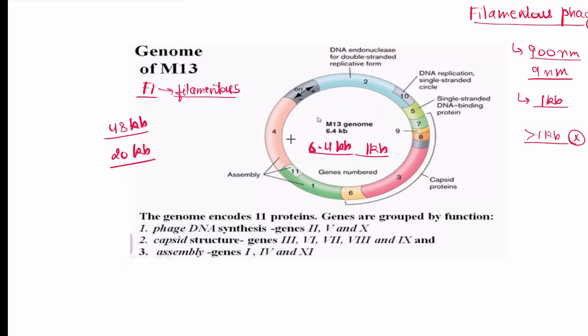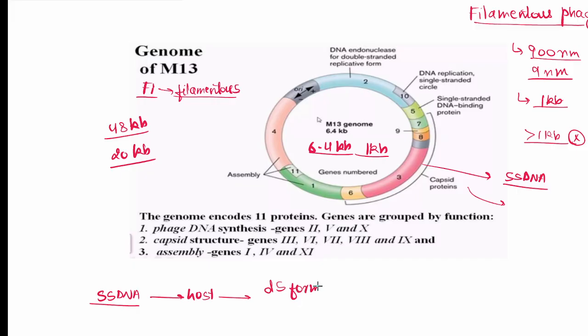Now the M13 phage is also very important, because it has a major function to produce single-stranded DNA. Initially it is single stranded only, so we can say that this M13 is initially single-stranded DNA. Then it will enter inside the host. Inside the host it will convert into a double-stranded form. Now this double-stranded form will do the process of replication, and this double-stranded form will very much look like a plasmid.